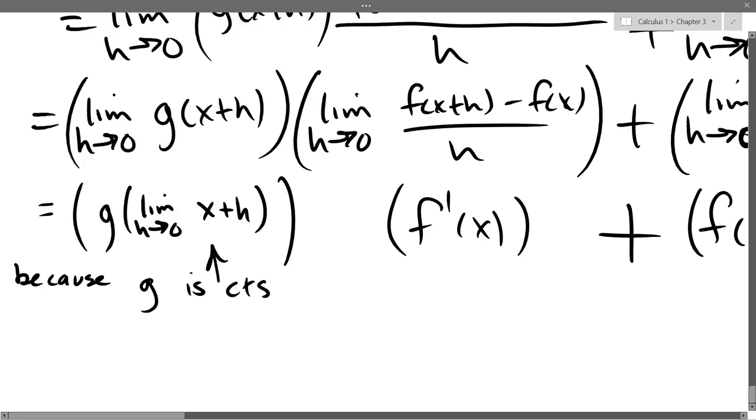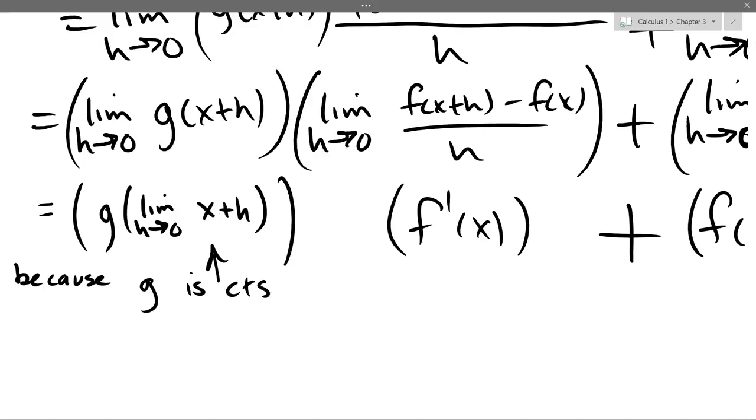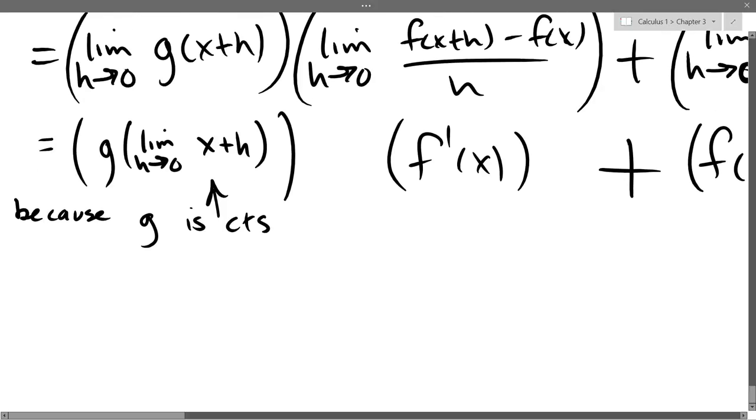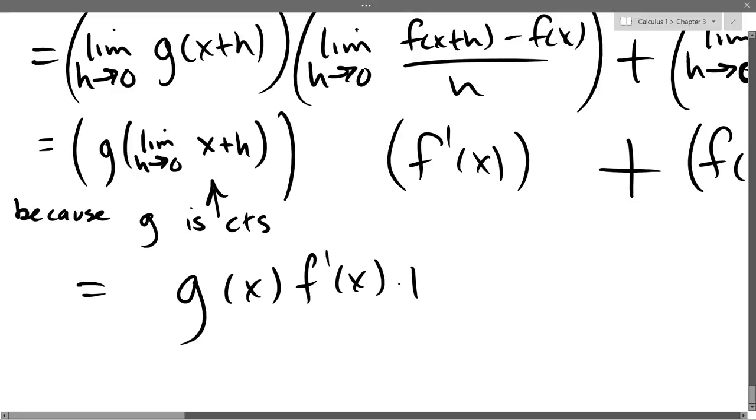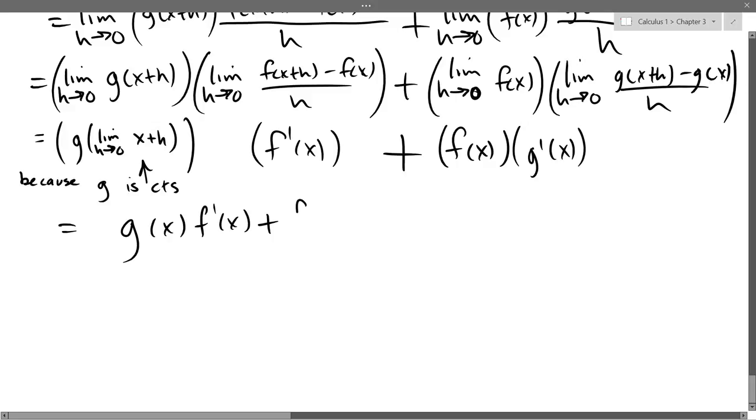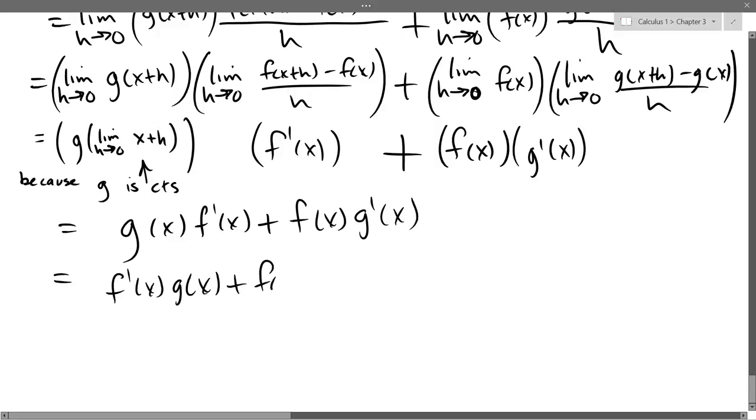Now easy, what's the limit as h approaches 0 of x plus h? x. That's just x. So that limit's super easy. So we just have g of x times f prime of x, plus f of x times g prime of x. And we can just reorder this stuff. Multiplication is commutative over the real numbers and complex numbers. So this is f prime of x times g of x, plus f times g prime right there.